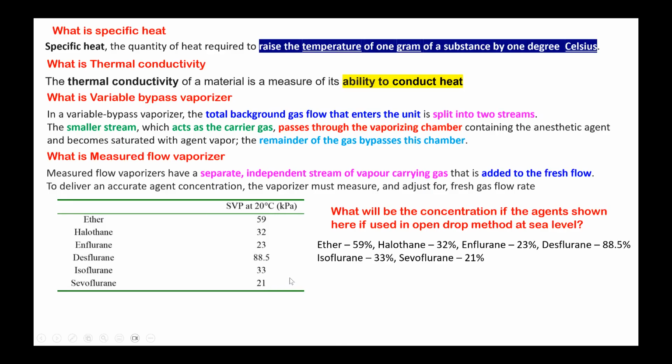Are you that weak in calculation? No, sir. Is it not very easy?